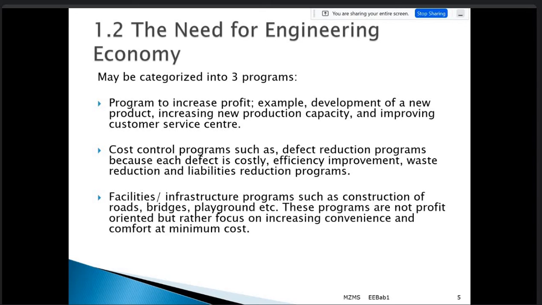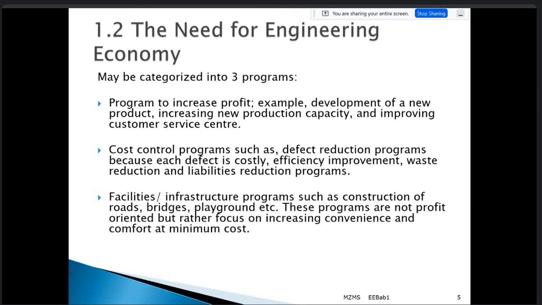Okay, program number one and program number two, that is clear. Meaning right now they can continue for the recovering stage from economy. But my question just now is, what about facilities and infrastructure programs? Since it's not profit-oriented, so it's not important at the moment? In my opinion, I think it's still important because infrastructure like roads and bridges, people travel through them every day, so I think it's always important nonetheless. It doesn't matter if it's recovering or not, it's always important because of the convenience.